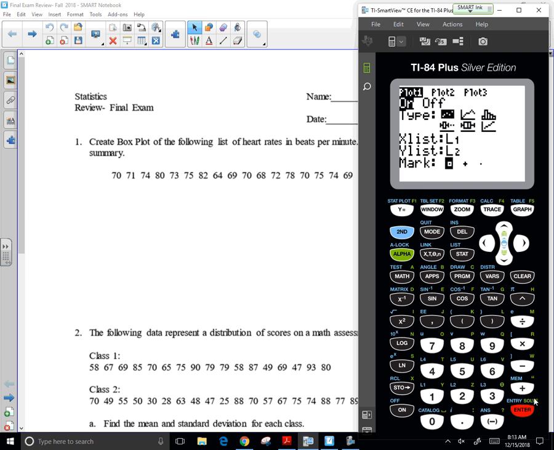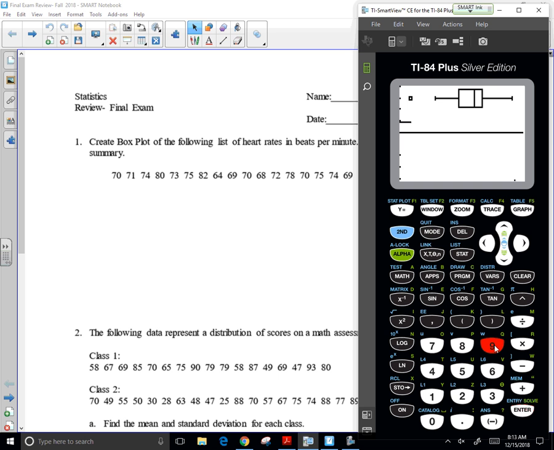All right. Then I go down to type. And this is going to be a 2-for-1 kind of situation. We have 2 different types of box plots. We have this one with the 2 little dots after it, and then we have the ordinary box plot. I'm going to graph them both one at a time. So I'm going to graph this one, which is the modified box plot. So zoom 9 is the stat zoom. And I get this graph, right?